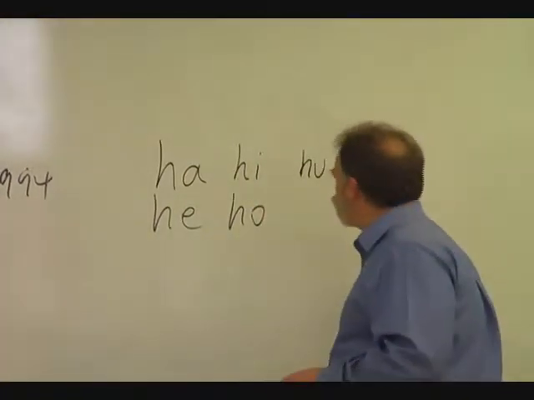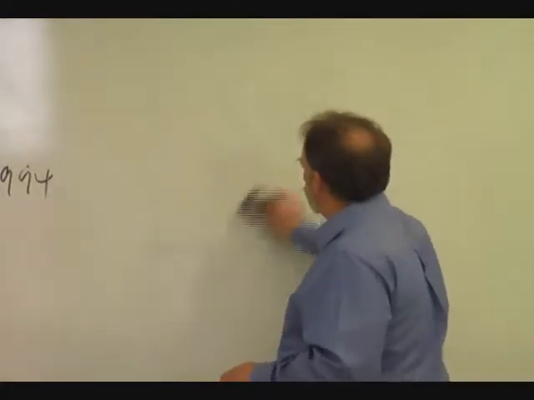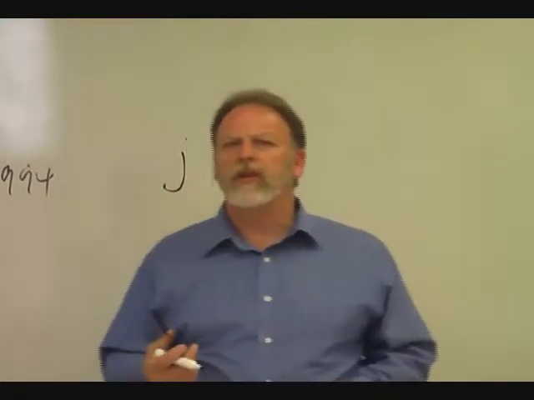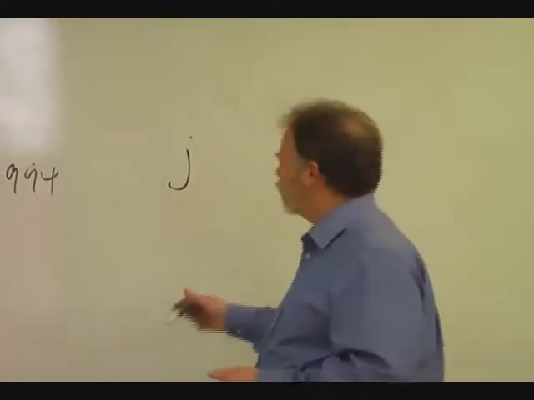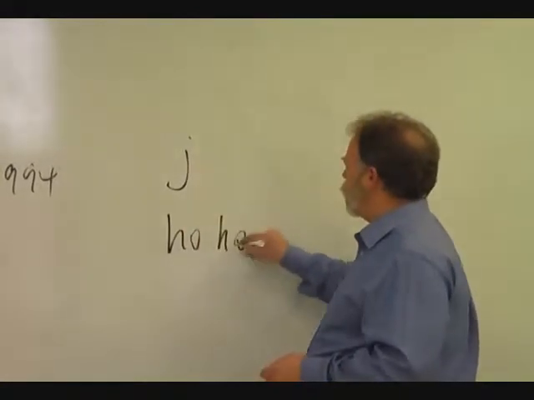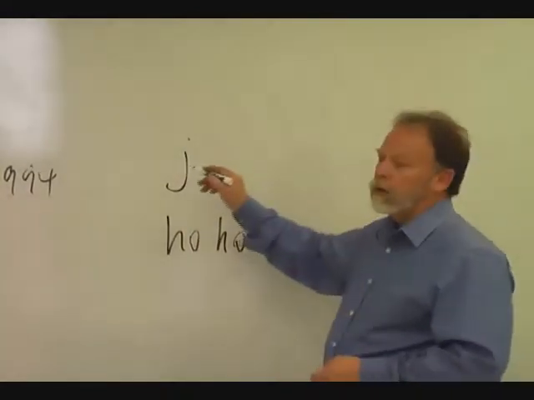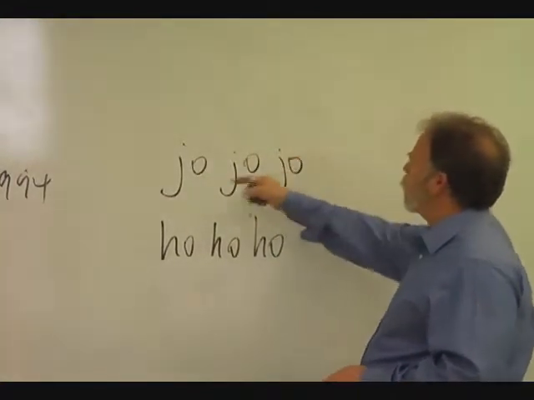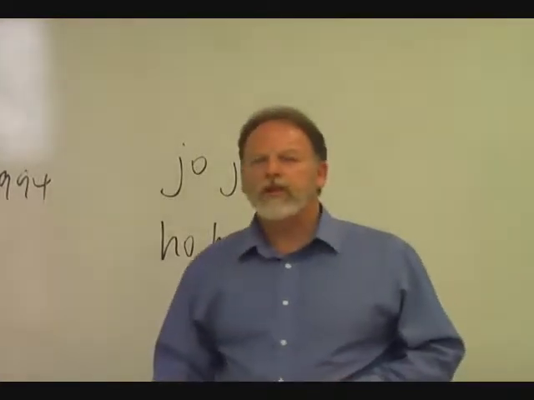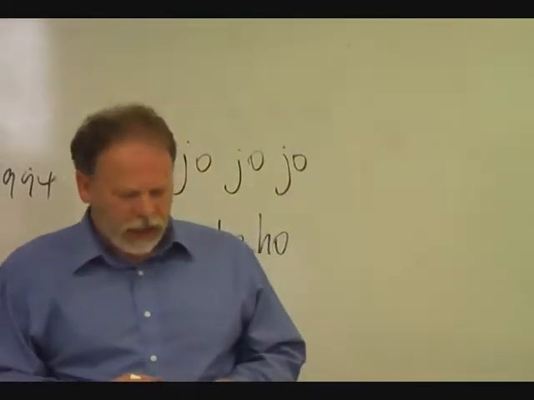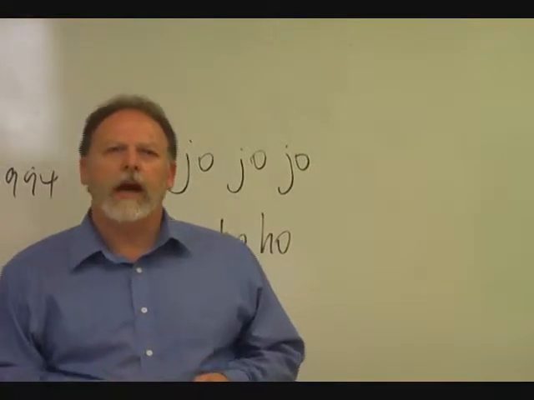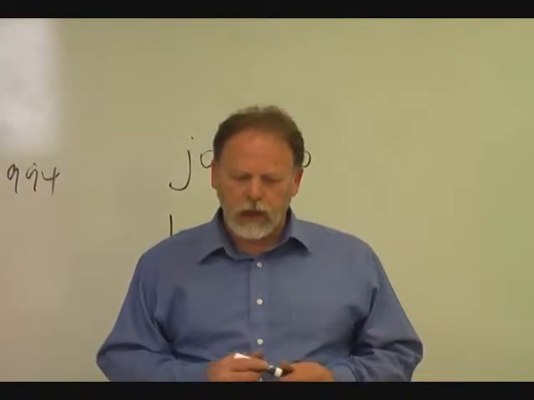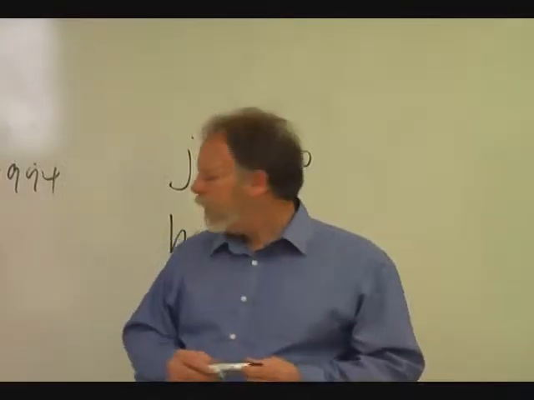The next letter is a J. The J in Spanish sounds like an English H. So when Santa Claus goes, ho, ho, ho, Santa in Spanish goes, jo, jo, jo. J-A would be ha, J-E would be he, J-I would be he, J-O, ho, J-U would be hu. Okay?